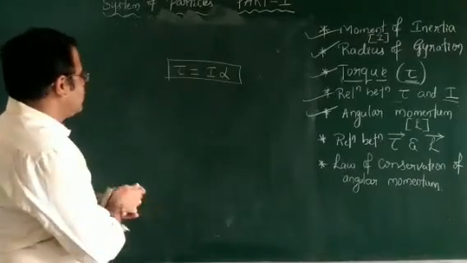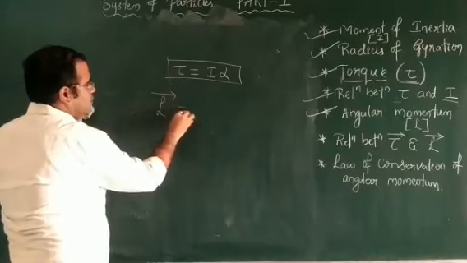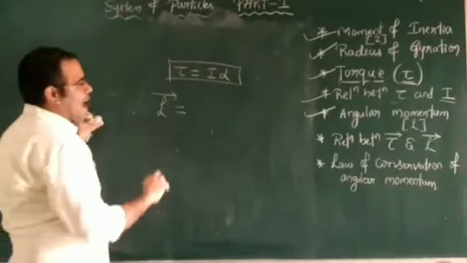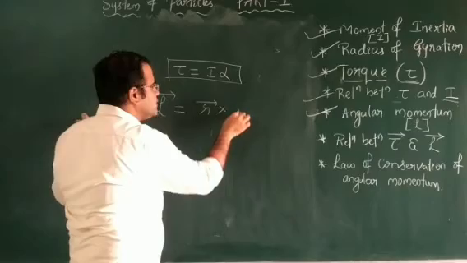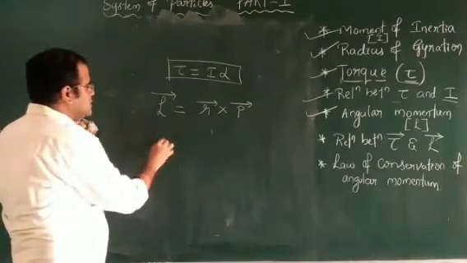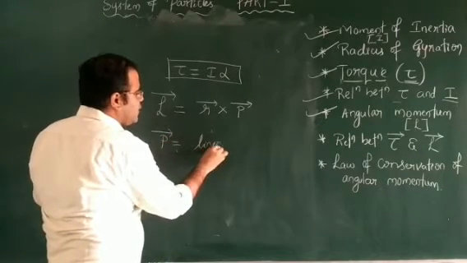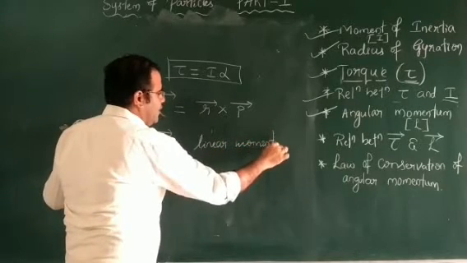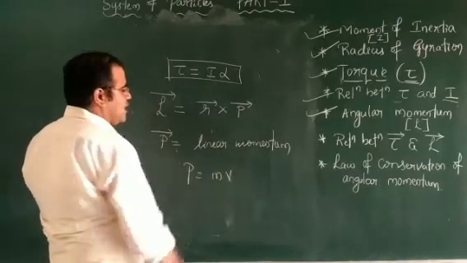Next, after getting the relation between torque and moment of inertia, we are going to observe angular momentum. Angular momentum is denoted by L and it is a vector quantity: vector L is equal to vector r cross vector p. Vector p is nothing but the linear momentum, which is the product of mass and velocity.